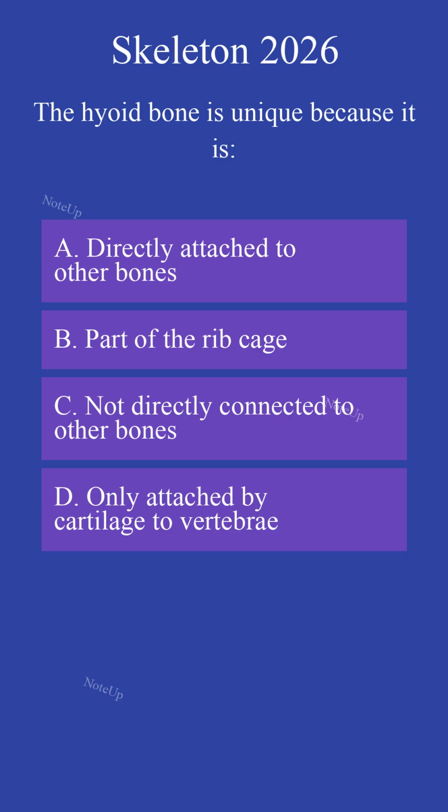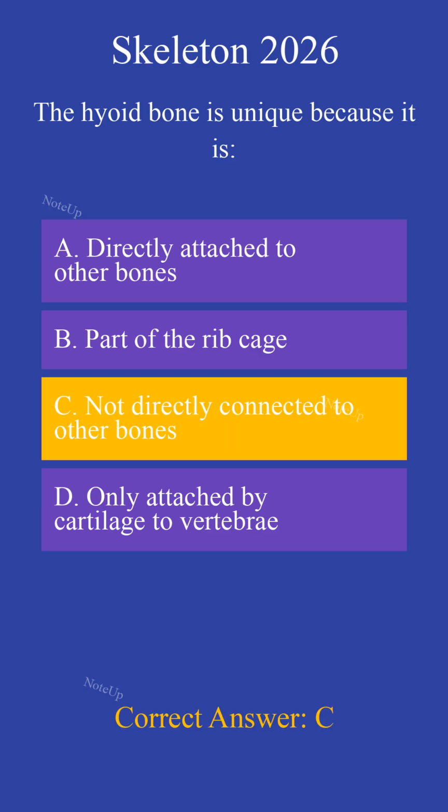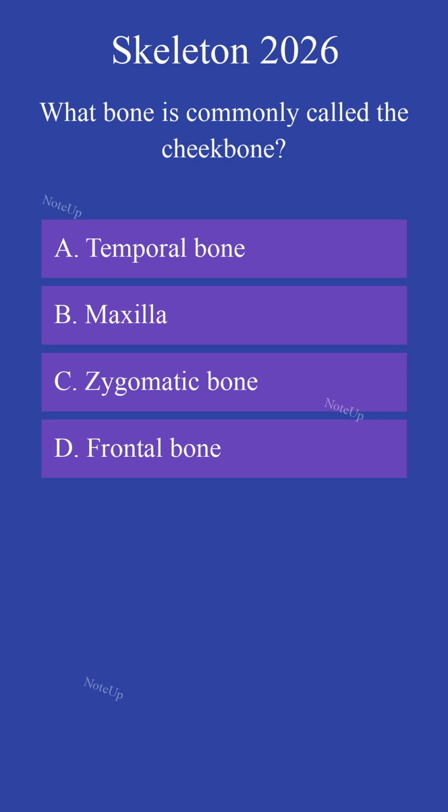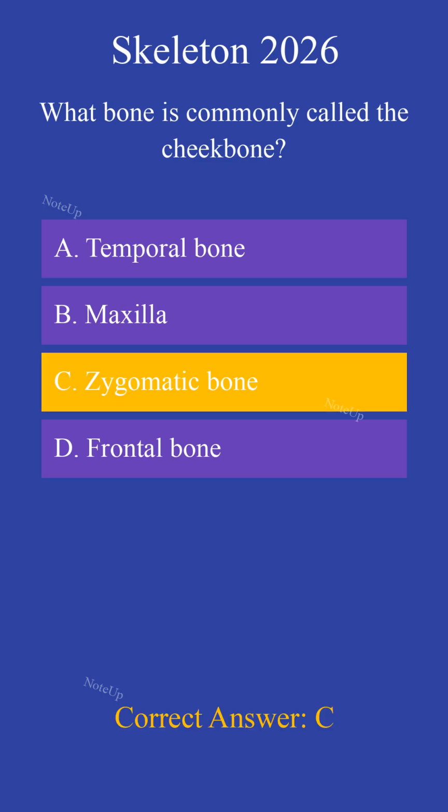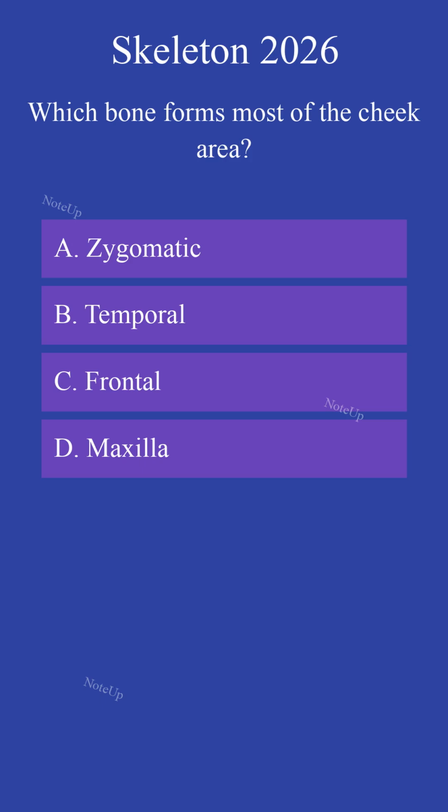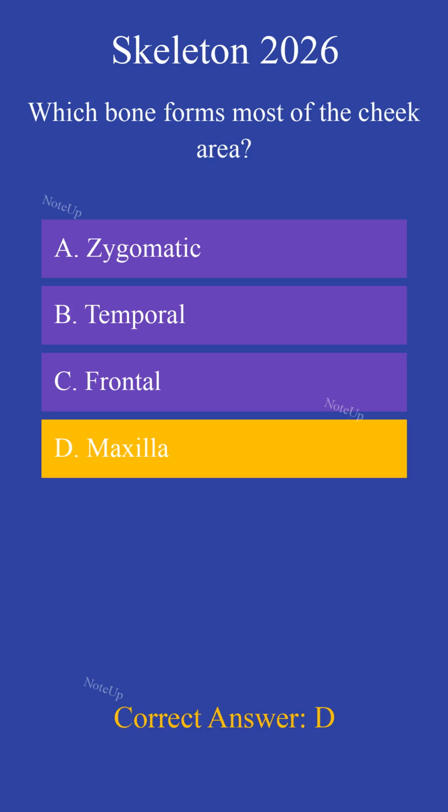The hyoid bone is unique because it is... The correct answer is C, not directly connected to other bones. What bone is commonly called the cheekbone? The correct answer is C, zygomatic bone. Which bone forms most of the cheek area? The correct answer is D, maxilla.